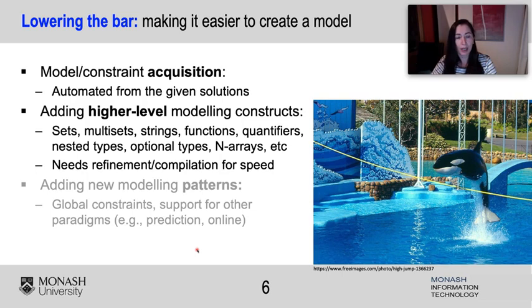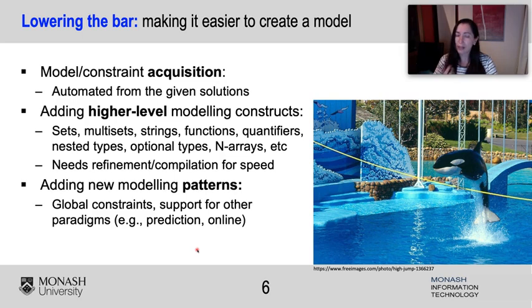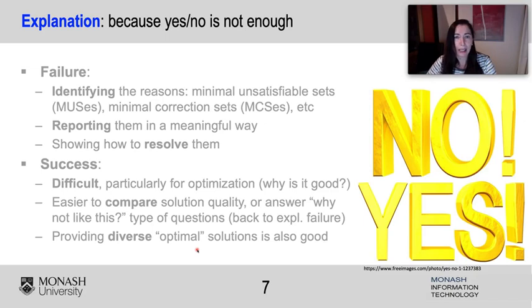Okay, and the final is to add new modeling patterns so that complex subproblems can be easily encoded with a few lines, things like global constraints, or support for other paradigms like predict plus optimize, or online, so real-time problem solving, etc. Okay, so we have seen two, speed and lowering the bar. The third one is explanation, because as it says, just "no" is not enough.